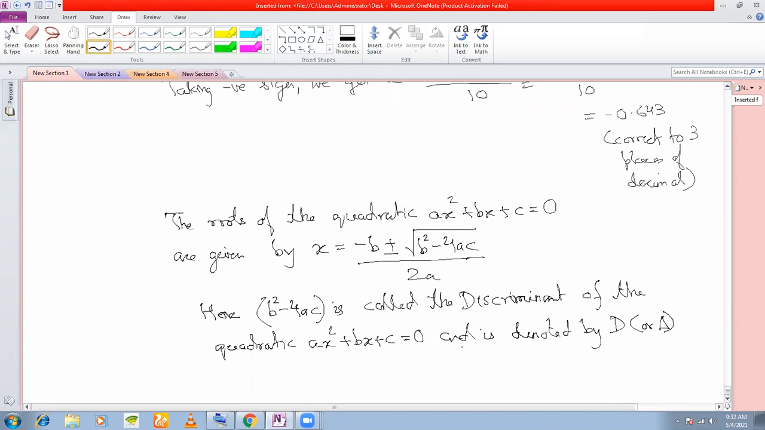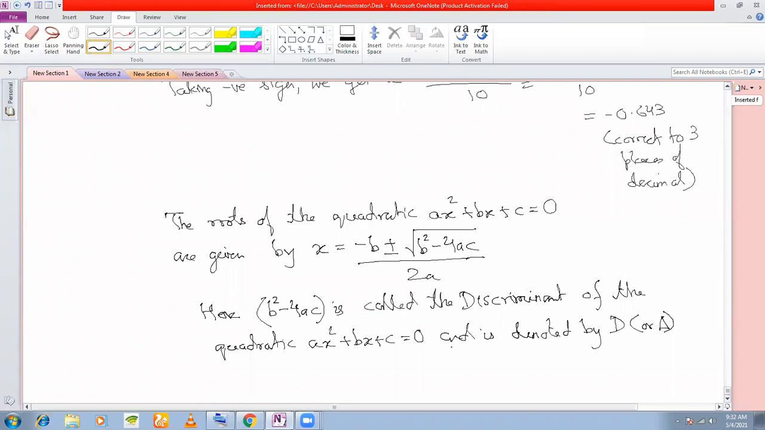Now this delta or discriminant is very helpful in telling us what kind of roots this quadratic has, even without solving the quadratic. If you are not solving the quadratic, this discriminant will tell you whether the roots are real, whether the roots are rational, whether the roots are irrational, whether the roots are complex numbers, not real numbers. It can tell you what nature of roots it has, even without solving the equation. So this is very useful.